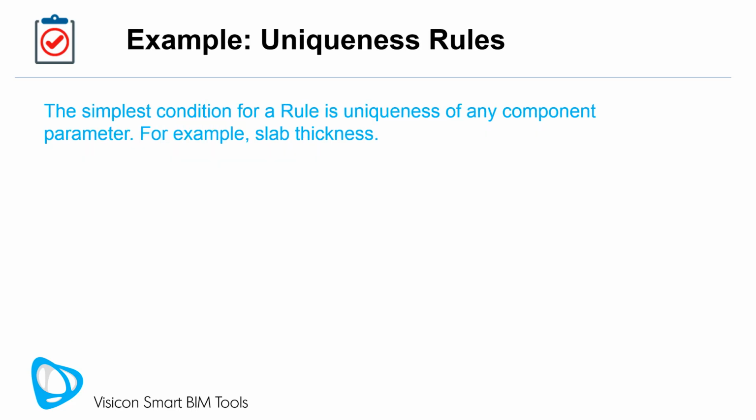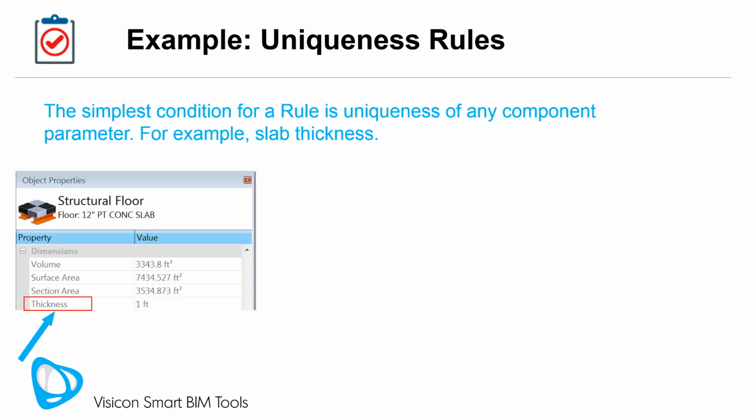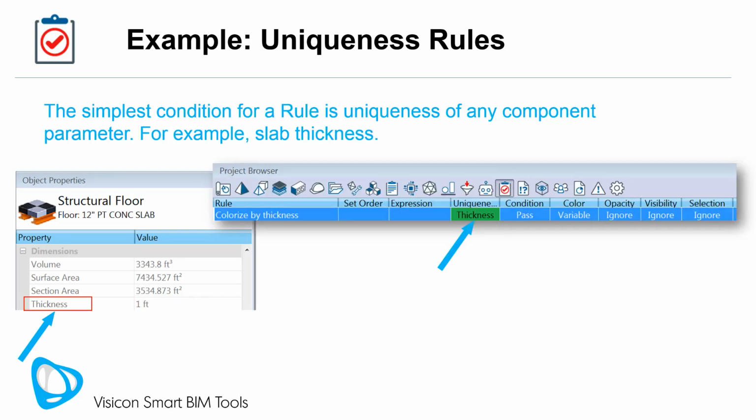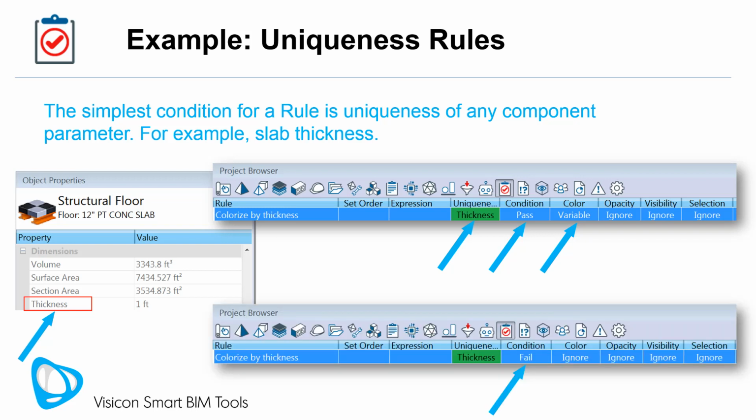The simplest condition for a rule is the uniqueness of any component parameter, for example, slab thickness. You start by taking any component parameter, create a new rule, and enter the parameter name in the uniqueness field. The pass condition, which in this case means a component has the thickness parameter, is automatically configured to assign a variable color to affected components. All other visibility properties are ignored. By default, the fail condition is set to ignore all visibility settings. We will switch to Visicon and show how easy it is to create this rule.